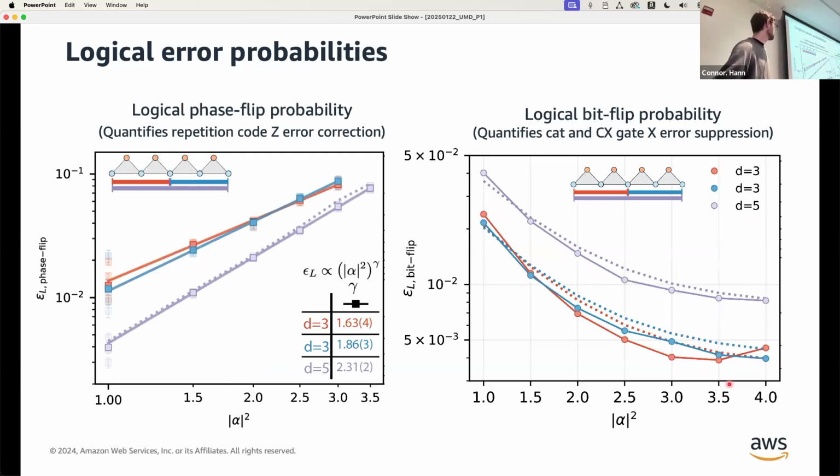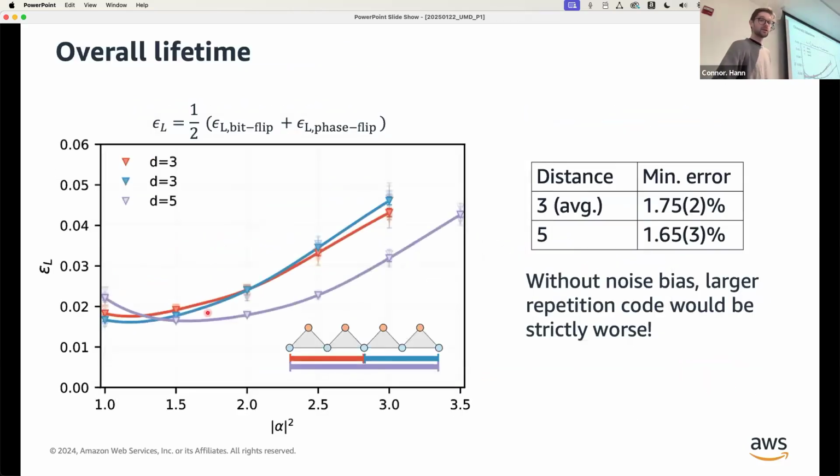And so that means that if we look at the total logical error rate, it's going to be optimized at some finite value of alpha. So here's a plot of the total logical error rates for both the distance 3 and distance 5 codes. And you can see, indeed, they have these kind of curved shapes where there's some minimum at different values of alpha squared. And I pulled out these minimum values here on the right. So we see that for the distance 3 code, on average, that minimum error is about 1.75%, whereas for the distance 5 code, it's about 1.65%.